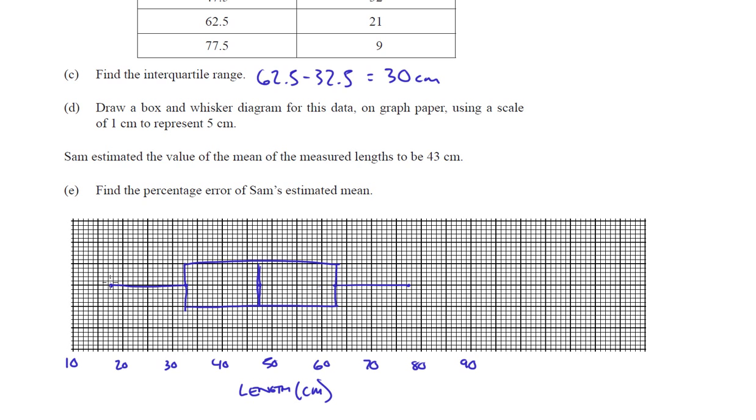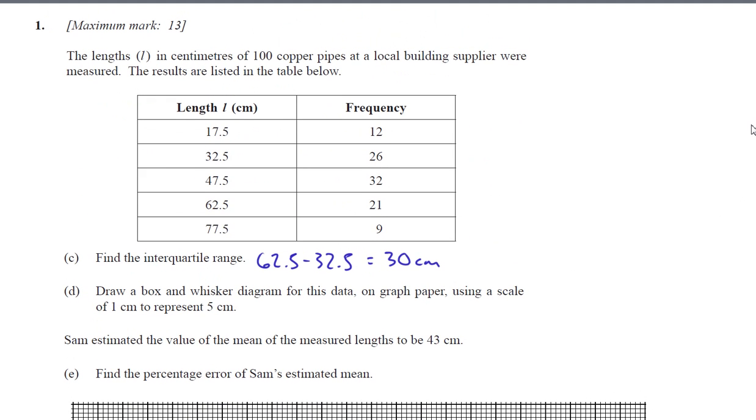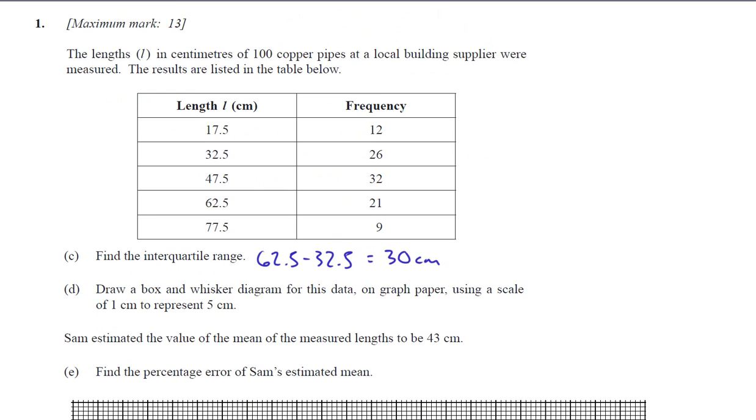If you're worried that people aren't going to be able to tell exactly where your numbers are at, it wouldn't hurt to write them in. This is 17.5, 32.5, 47.5, 62.5, and 77.5. You could write all those in. Okay? Okay, back to business here.